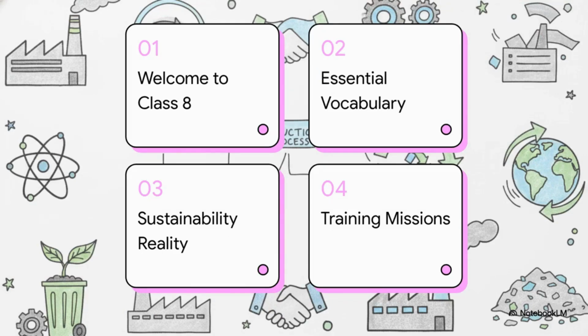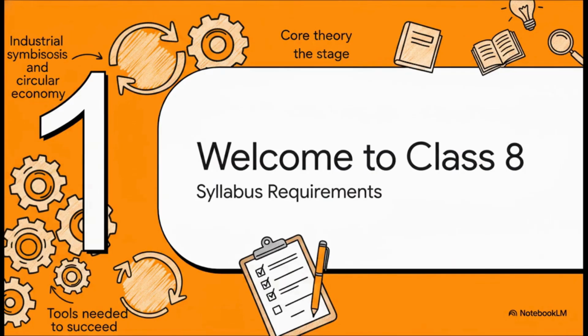We've got a clear, four-part roadmap today. First, a quick welcome to Class 8. Second, the essential vocabulary for success. Third, we're doing a sustainability reality check. And finally, we'll outline your 3 training missions. So, Section 1, welcome to Class 8. We're just setting the stage here and going over syllabus requirements, knocking out the administrative housekeeping before we get to the fun theory stuff.